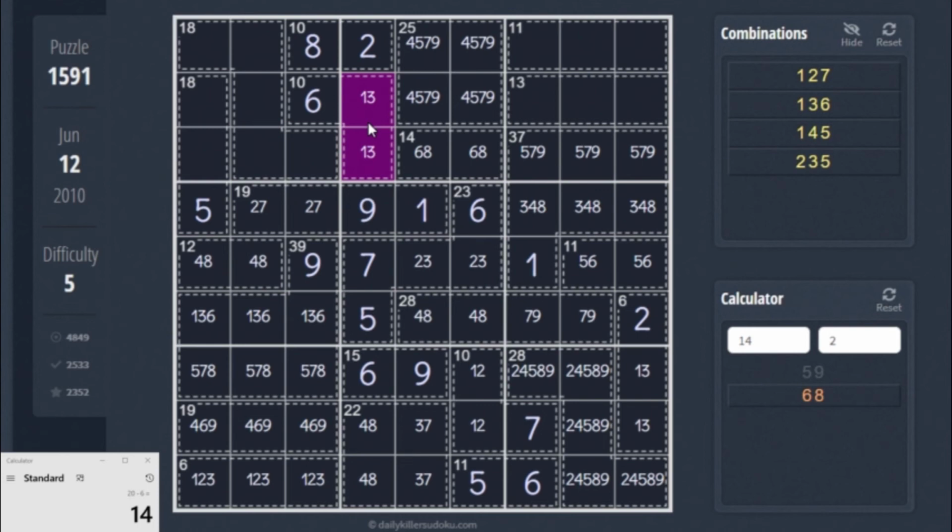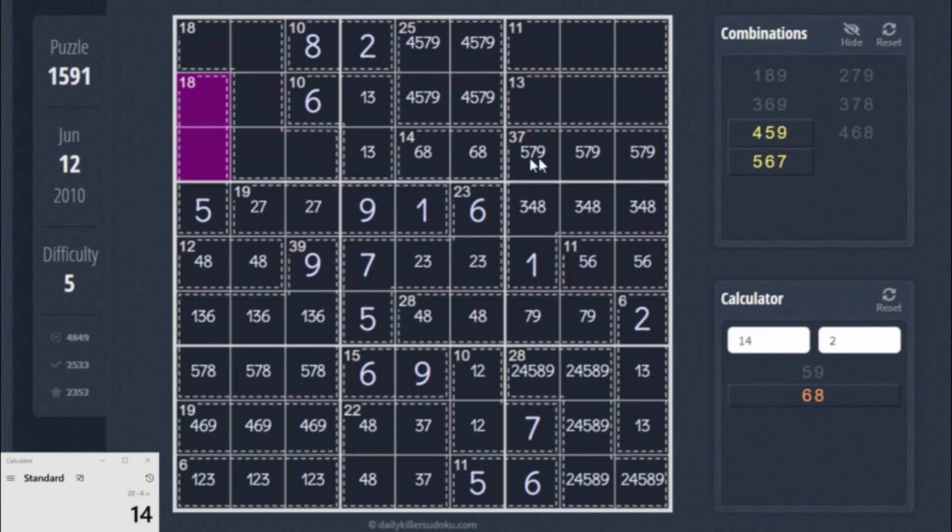Right. Make it easy. Next, 18. Right, 18 gates. We already got 5, so the candidate has to include 5. So we're down to 2 candidates, 4, 5, 9, and 5, 6, 7.